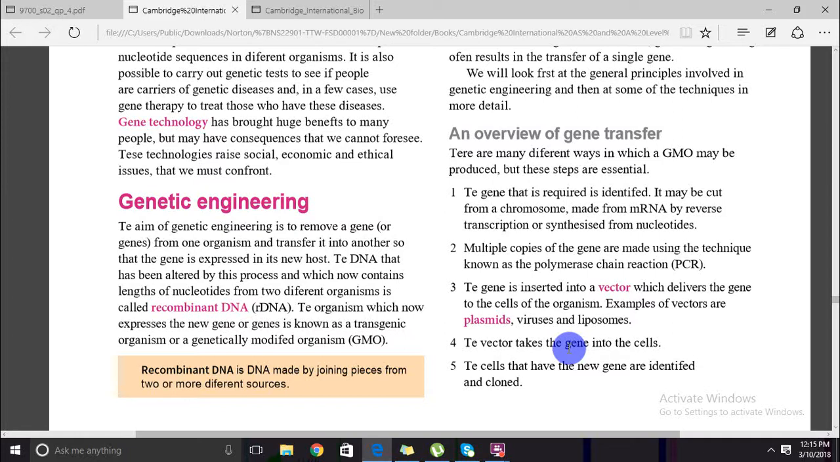And now that we have multiple copies of the gene, which we have either successfully isolated, produced, or converted, now we need to insert it into something called a vector. And a vector is something which delivers the gene to the cells of the organism which we want to be genetically modified. Examples are plasmids, viruses, and libraries.